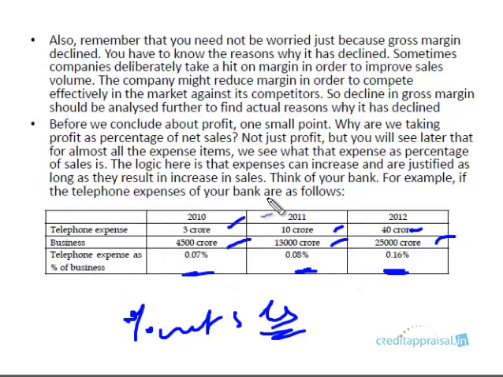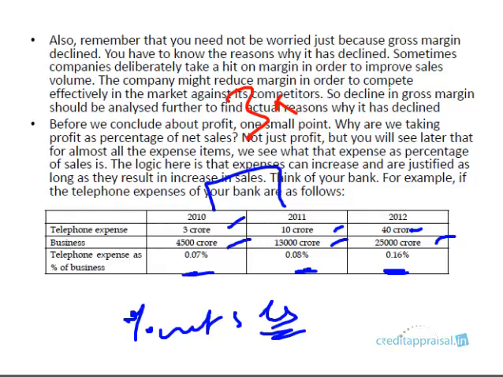Now if your CMD, in an overall review of the bank, finds that telephone expenses between these 2 years have increased from 3 crores to 10 crores, 3 times, he shouts at all of you: all of you are using telephones for personal calls. See, the telephone expenses increased 3 times.